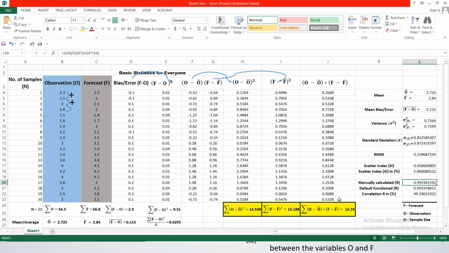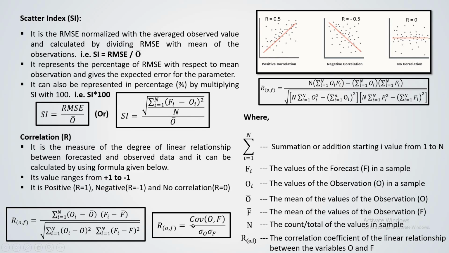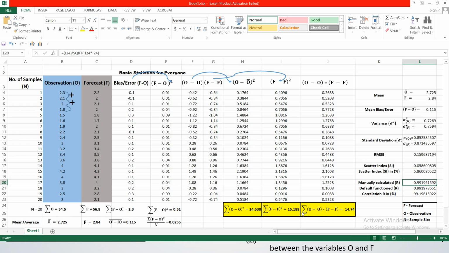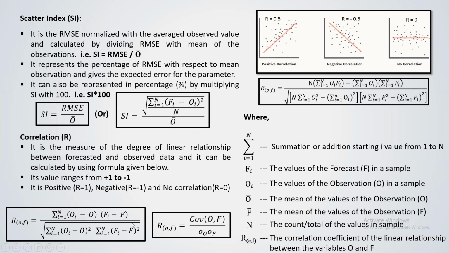When you have a numerator and two terms in the denominator, you have to multiply these two terms and apply the square root. Then it will act as the denominator in this formula, right? So this is what I did. You see, when I place the cursor on the value of correlation, what did I do? You see, J24. What is J24? This is the numerator of this formula, divided by the square root of this term and this term.